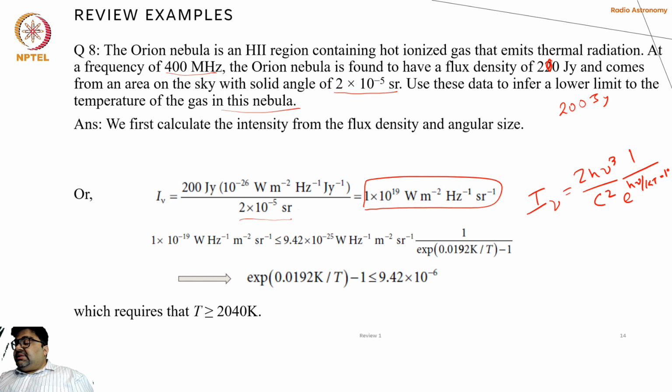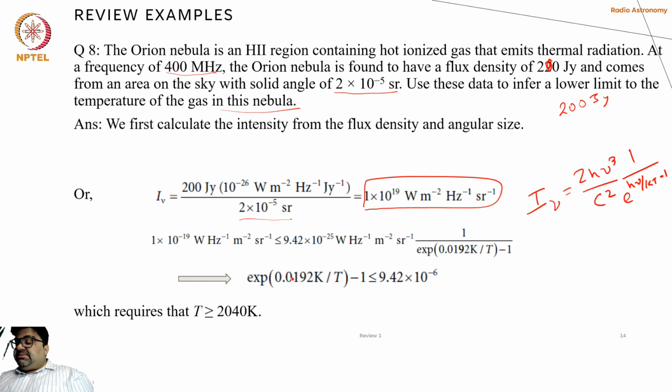Now that basically says that this is for the lower limit of the temperature, so everything else we knew except temperature. So if you substitute that in this expression, all the other values, h we know from before, nu we know, nu is around 400 megahertz, c is a constant, so everything else is known except the temperature. Boltzmann also is a constant.